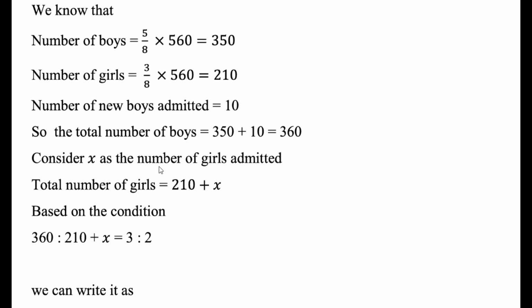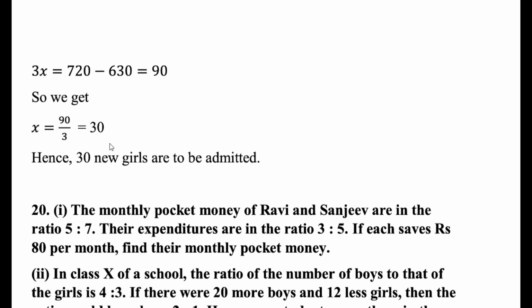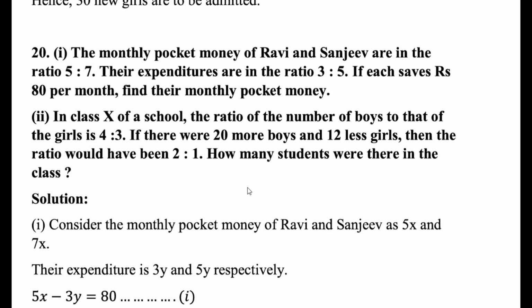So consider x as the number of girls admitted. So the total number of girls is equal to 210 plus x. So based on the condition as it is given over there, that is 360 is to 210 plus x is equal to 3 is to 2. So after a little bit of calculation, ultimately you will get 2x equal to 60, so x will be equal to 30. So 30 new girls are to be admitted. Let's come to the next problem.